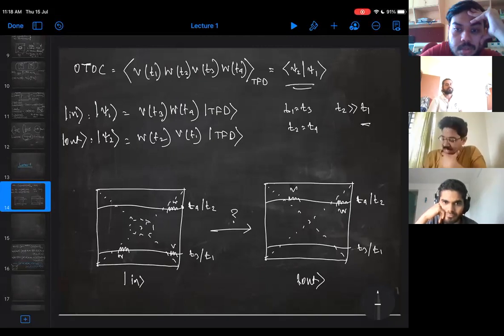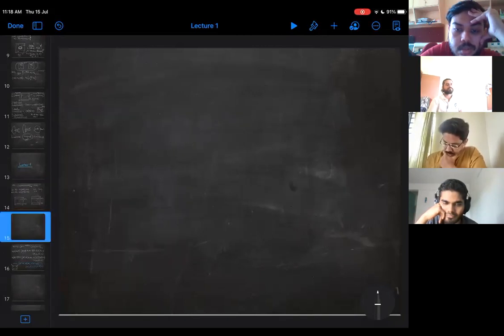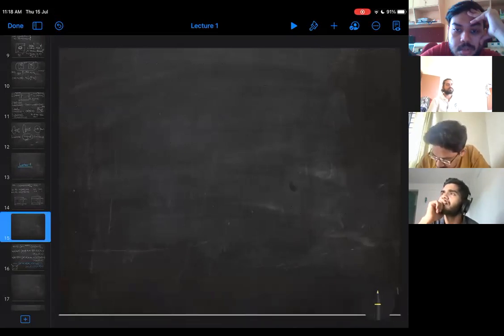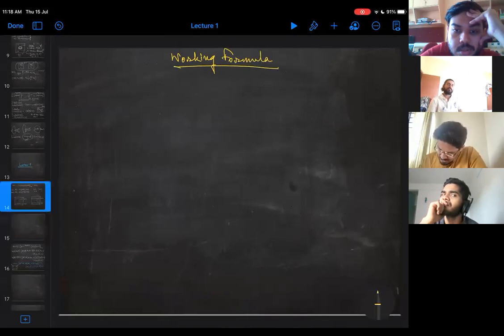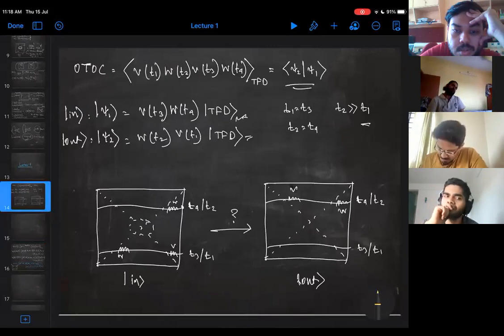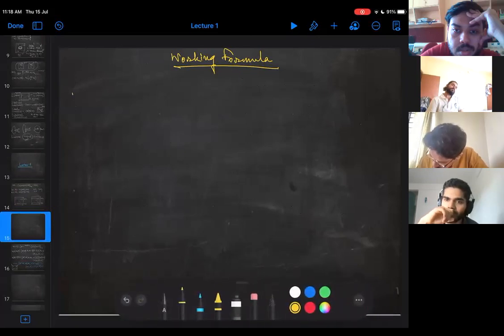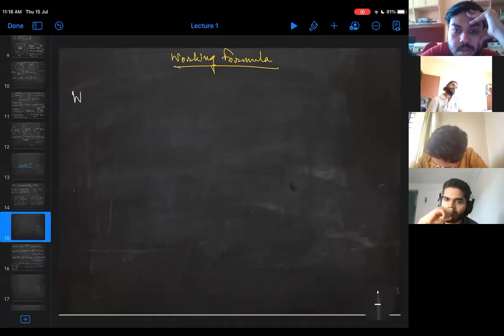Now for that, we have to express the states in the bulk. So that's like deriving the working formula. First, these are essentially two-particle states, but let's start off with, say, a simple one-particle state. Here we are actually introducing the time and space, and we'll need that at some point as well.